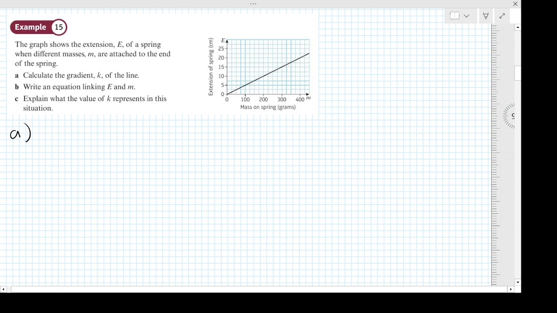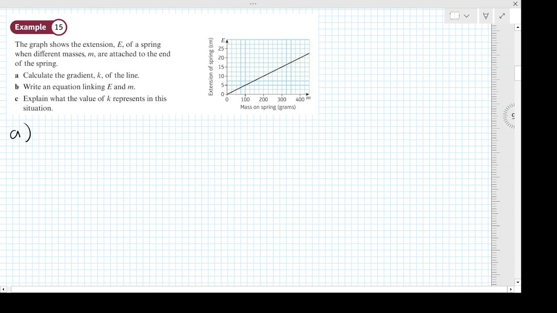Okay, and obviously in real life you're going to get different variables. Okay, you're going to use all sorts of different things, because real life is just diverse by nature. So yeah, but it's the same idea as what we looked at. Just instead of y and x, we have E and M in this case. So first of all, calculate the gradient of the line.